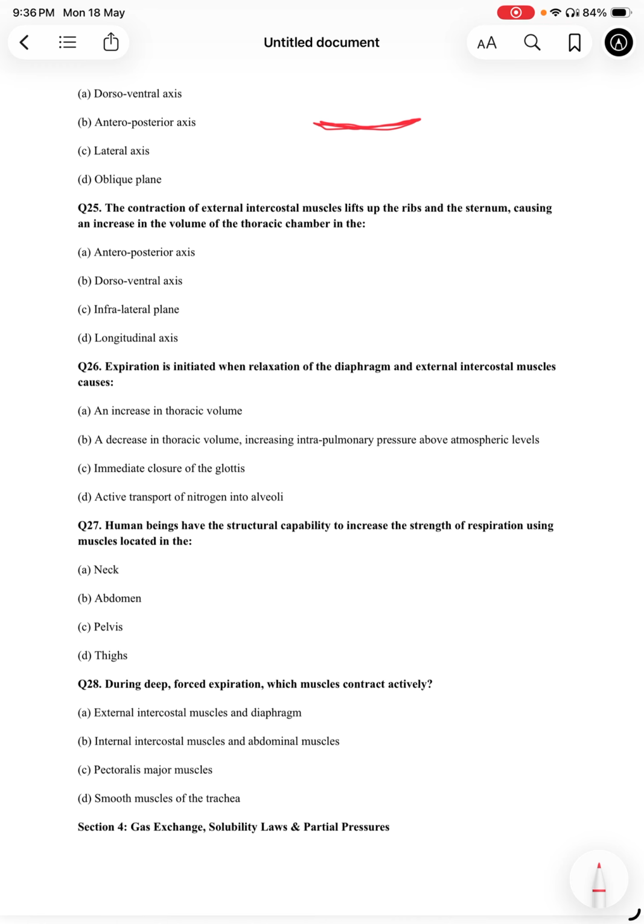So which axis is it? Can it be the lateral axis? No. It can't be oblique. Either it should be dorsoventral or anteroposterior. Can the lungs go dorsoventrally? Does that make sense? No. It will be anteroposterior, correct? Anterior to posterior axis, correct?